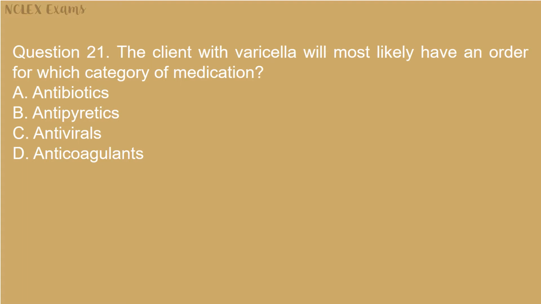Question 21. The client with varicella will most likely have an order for which category of medication? A. Antibiotics. B. Antipyretics. C. Antivirals. D. Anticoagulants.